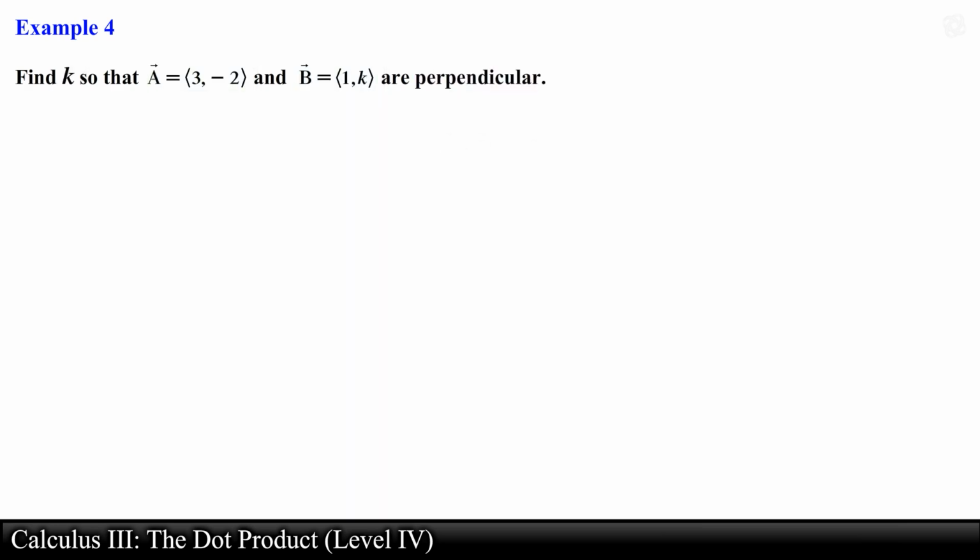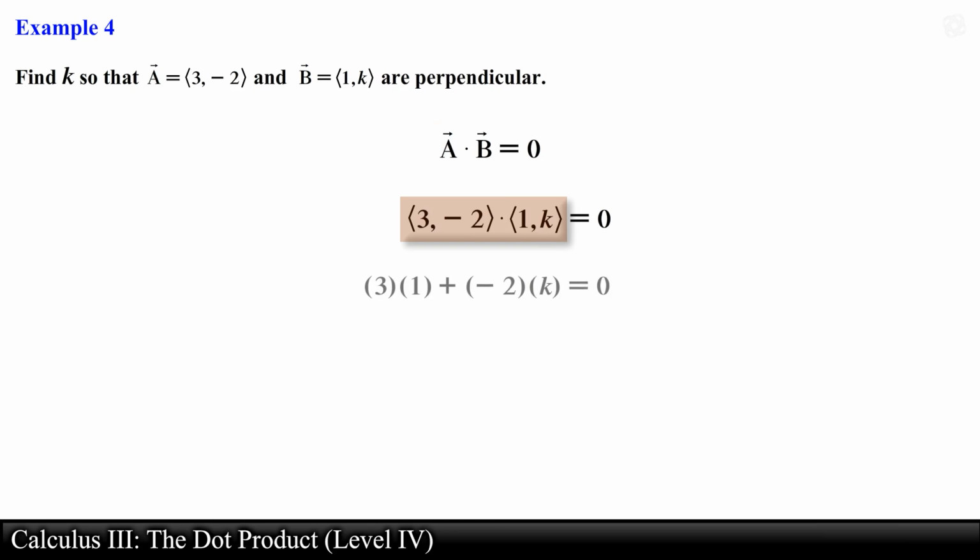We can determine the value for k by first finding an expression for the dot product, and then setting it equal to 0. Let's first find an expression for the dot product by using the component definition. Doing that, we obtain the following expression. Then, we set this expression equal to 0.